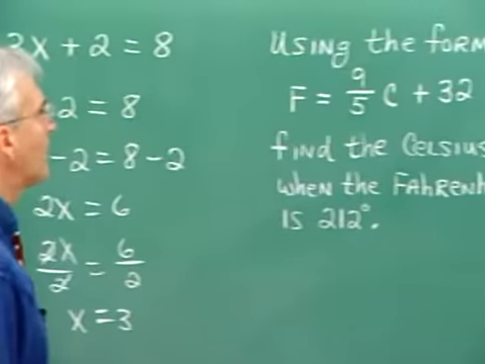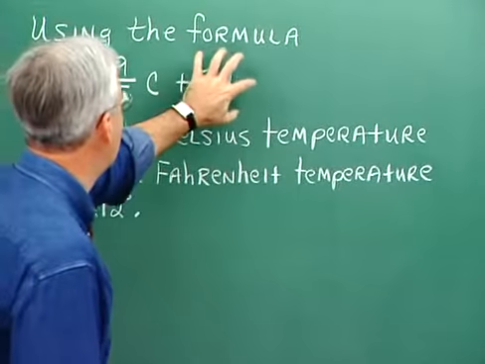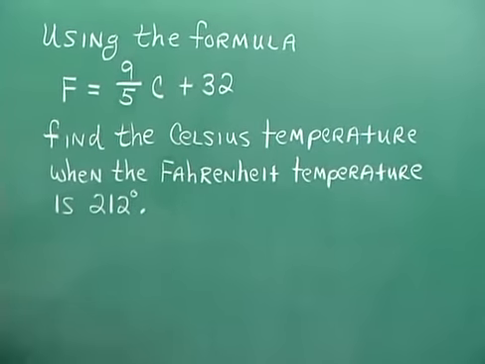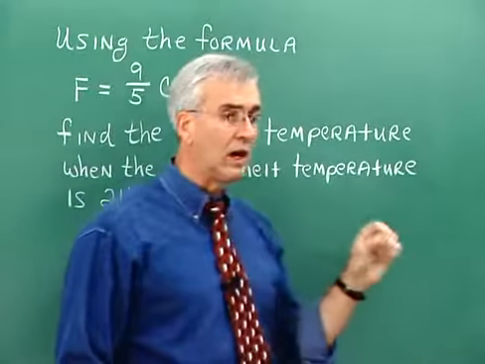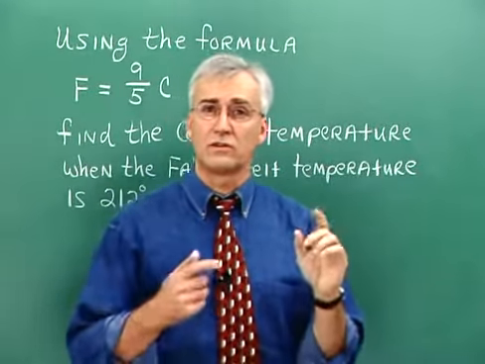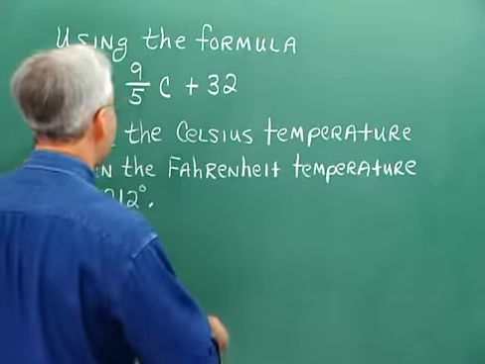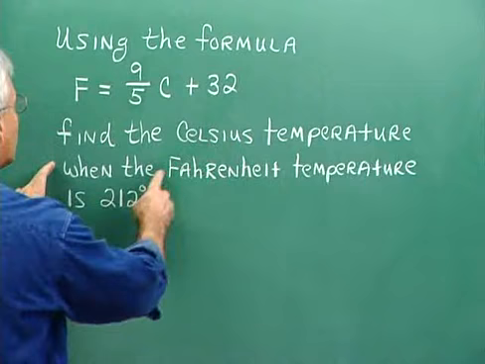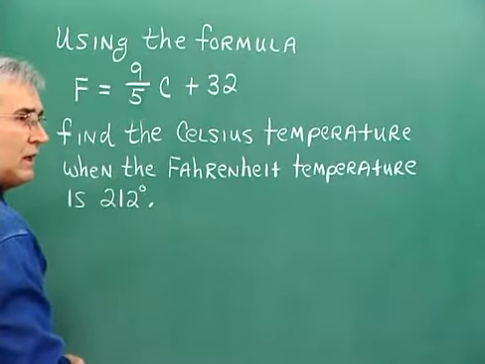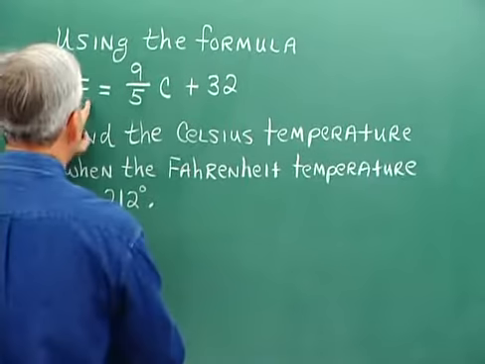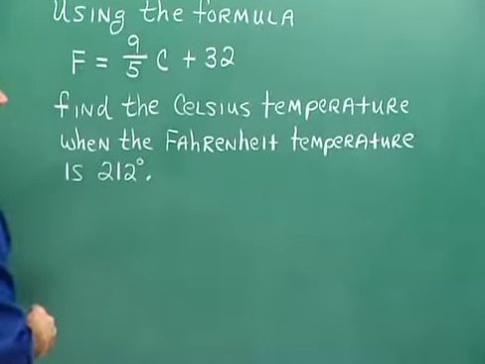Here's a problem involving a formula. It says, using the formula, and there's the formula. Now this is the formula, by the way, that correlates Fahrenheit temperature with Celsius temperature. And we're going to use this formula to find the Celsius temperature when the Fahrenheit temperature is 212 degrees. Now notice, F stands for Fahrenheit temperature and C stands for Celsius temperature.